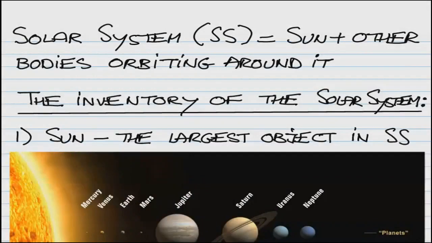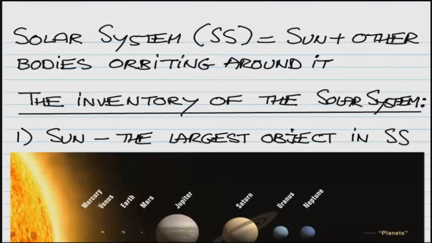Okay, so the rest of this term we'll spend discussing our own little neighborhood of the universe, the solar system, which includes the sun and other bodies that revolve around it, in particular planets like our own.